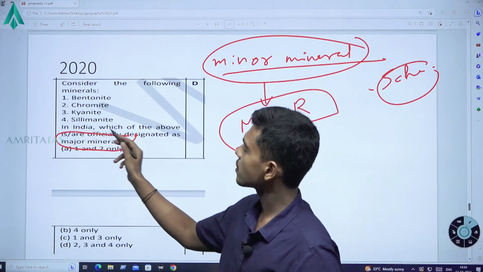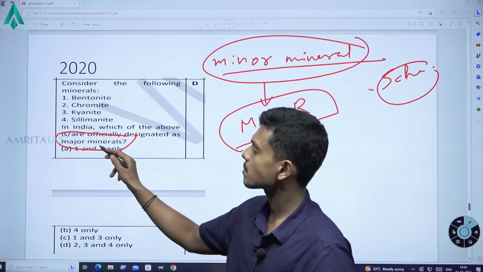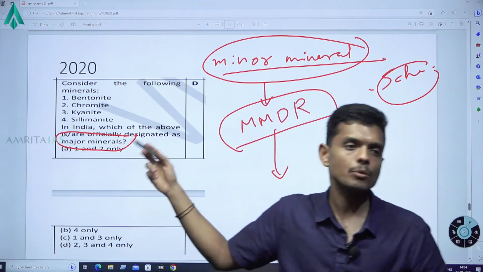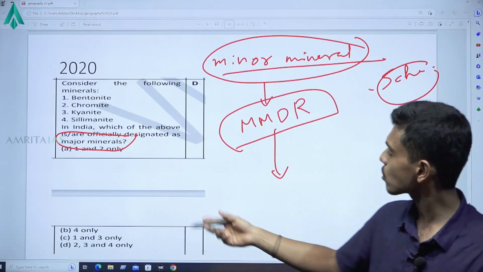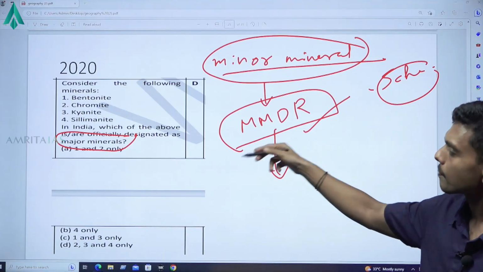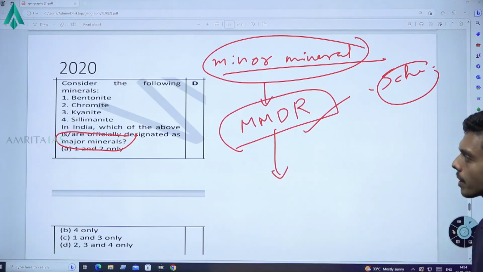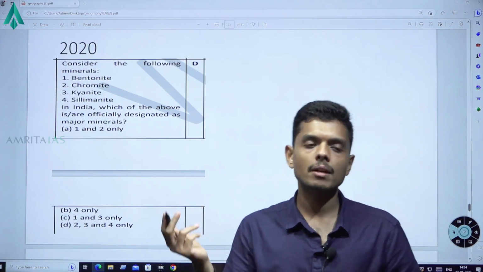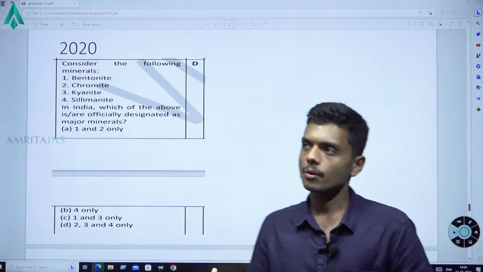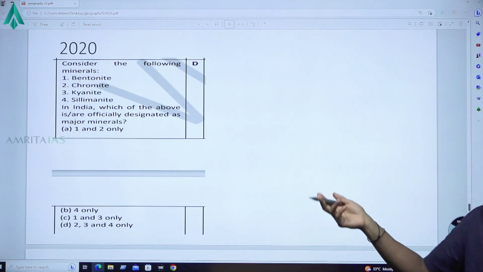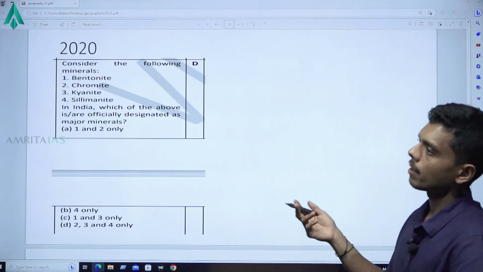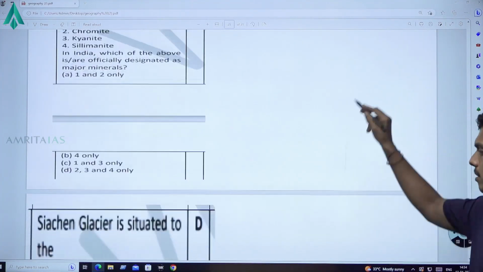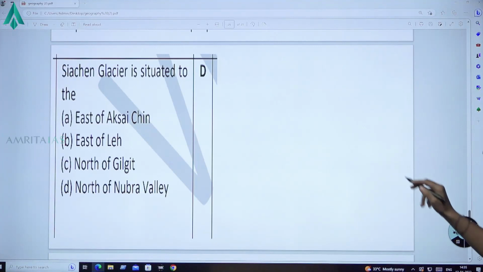The question was, in India, which of the above are officially designated as major minerals. So this year they may ask who designates major minerals: the union government or the state government? So go through the MMDR Act and read about all the minerals. Or they may ask whether, if you need to extract a minor mineral, you need the approval of the Gram Sabha. Just go through the provisions of the PESA Act, MMDR Act, etc.